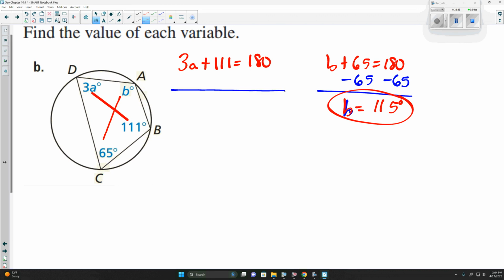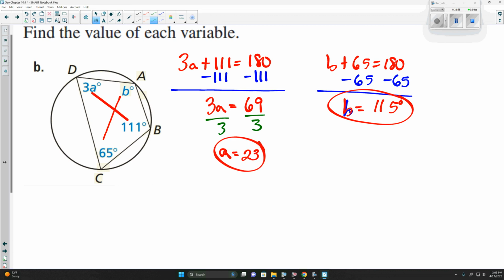For a, the first thing we would do is subtract 111 from both sides, leaving 3a by itself. 69. Divide both sides by 3. So a is equal to 23. Questions on this here?